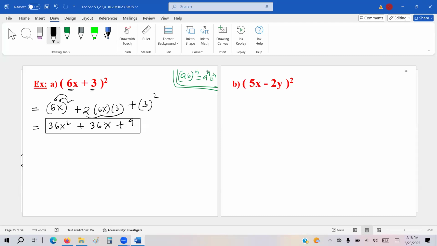Why wouldn't it be 36x to the third? Because there's only one x and you're squaring it. But isn't there an imaginary one on top of there?